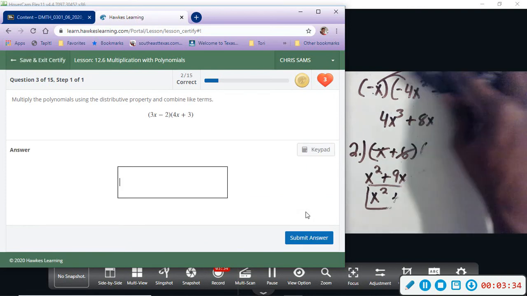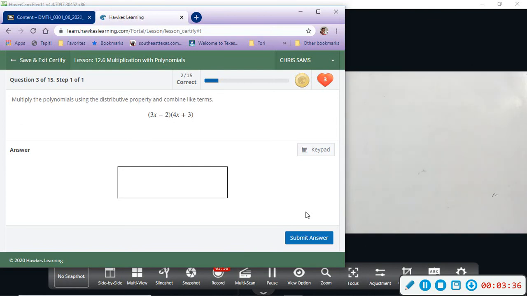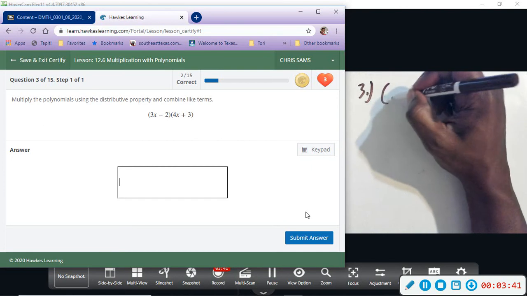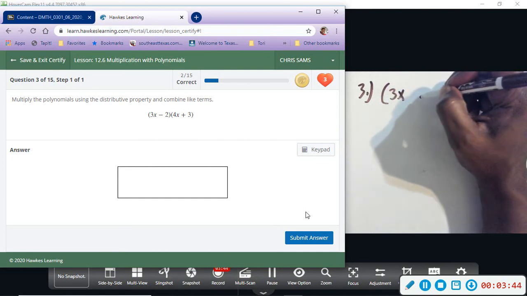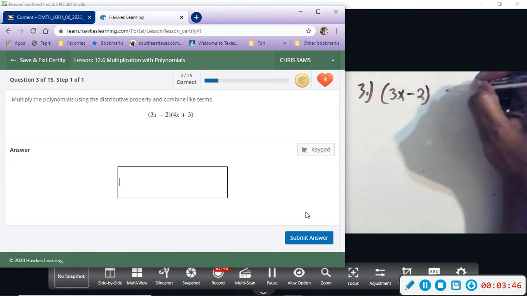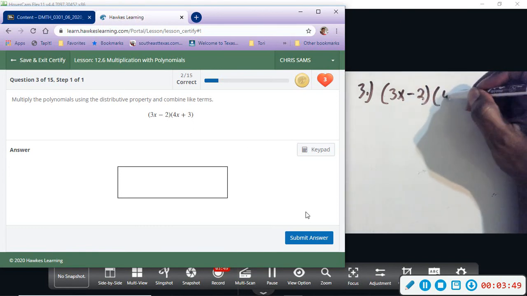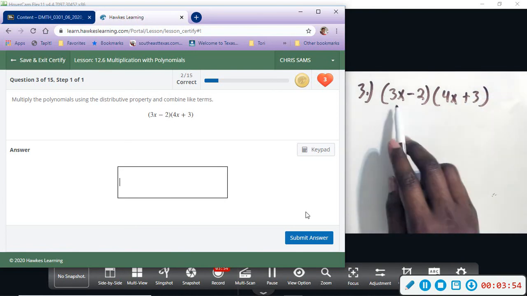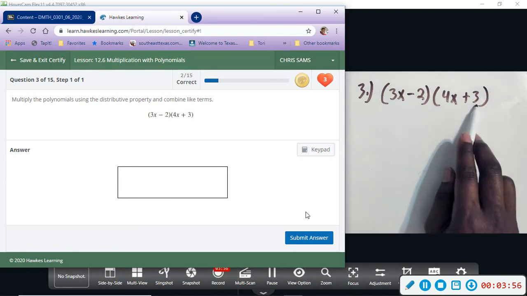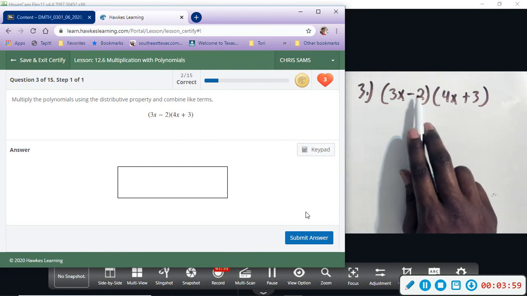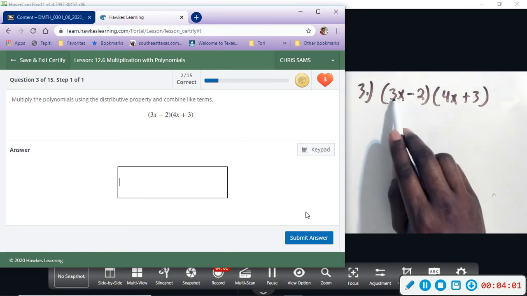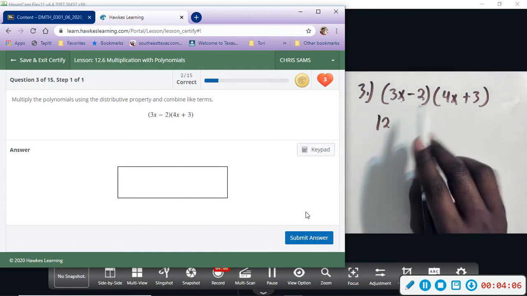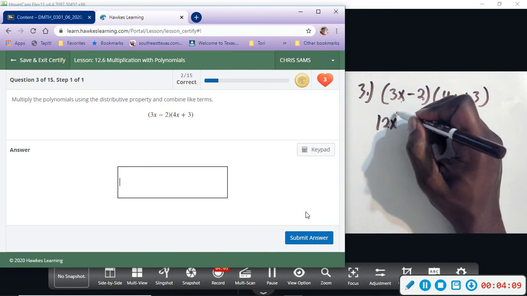Okay, and number 3 is similar. We're going to FOIL this. We have 3x minus 2, and then 4x plus 3. So 3x times both terms, and then the negative 2, since it's a minus, treated as a negative 2 times both. So 3 times 4 is 12, and the x and x will give us x squared. Add them, 1 plus 1 gives you 2.